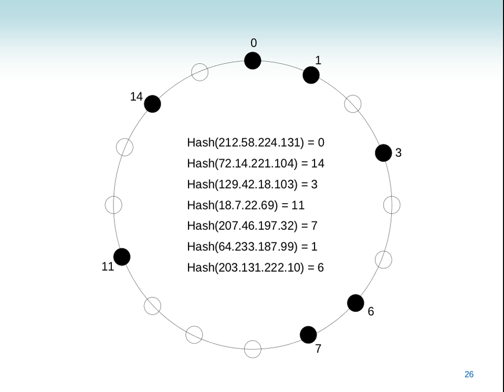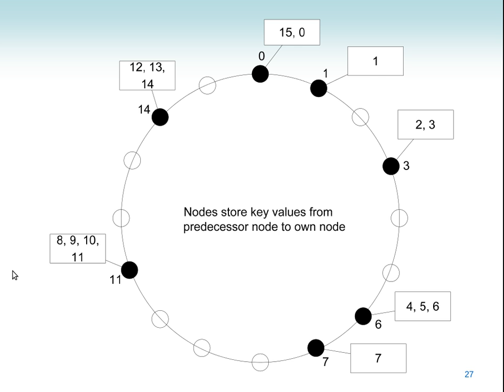Routing table for node 1. Node 1 stores a route to the next node in the network, which would be node 3, IP address 129.42.18.103. In this simple example, every node has a routing table with just one entry. The entry is to the next node in the ring, in the Chord network.